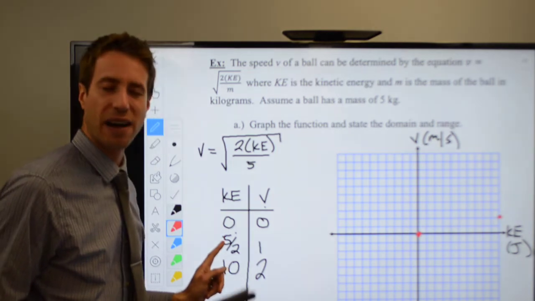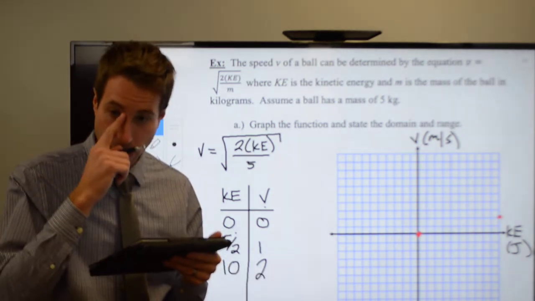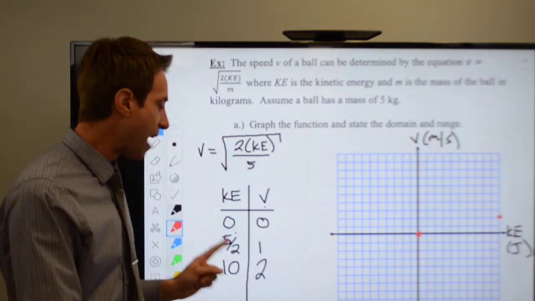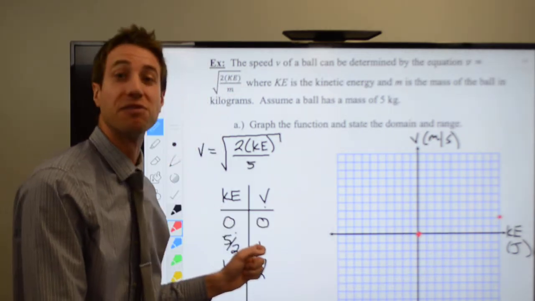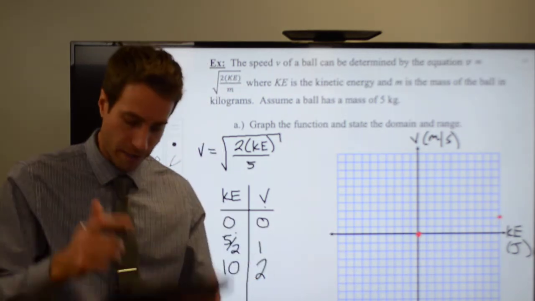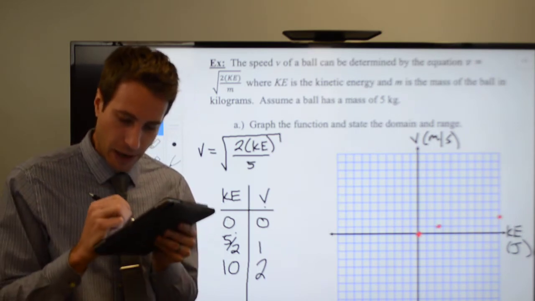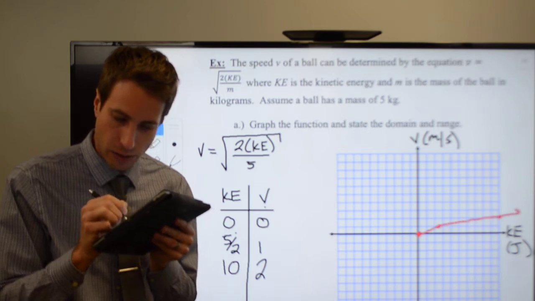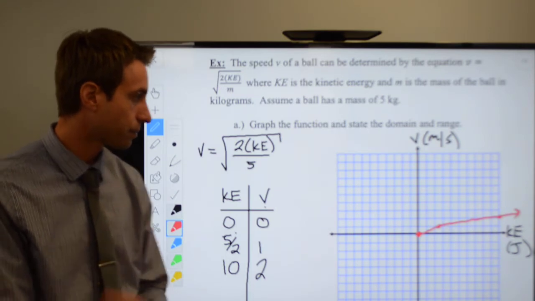1, and then 5 halves is 2.5. So we'll be at 1. I'm sorry, other way around. 5 halves is 2.5, so we'll go to 2.5 on the x-axis. V is 1. So 1, 2.5, and 1. And I've got myself this real shallow radical function graph, right? It's just real shallow.